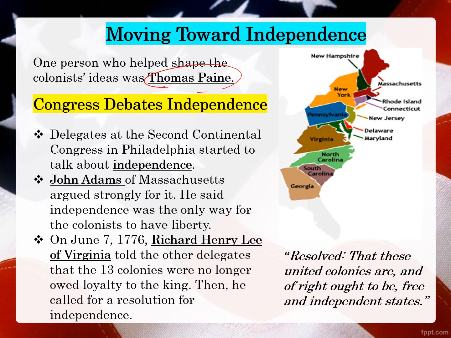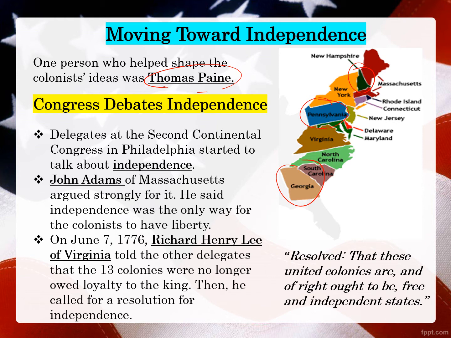So we're going to find out, students, how the Congress debates independence. From Georgia to New Hampshire, people talk about Paine's ideas. So many people began to call for independence, or the freedom to govern themselves. Also, the delegates at the Second Continental Congress in Philadelphia, which is the largest city of Pennsylvania, also started to talk about independence. John Adams of Massachusetts argued strongly for it. He said that independence was the only way for the colonists to have liberty or freedom.